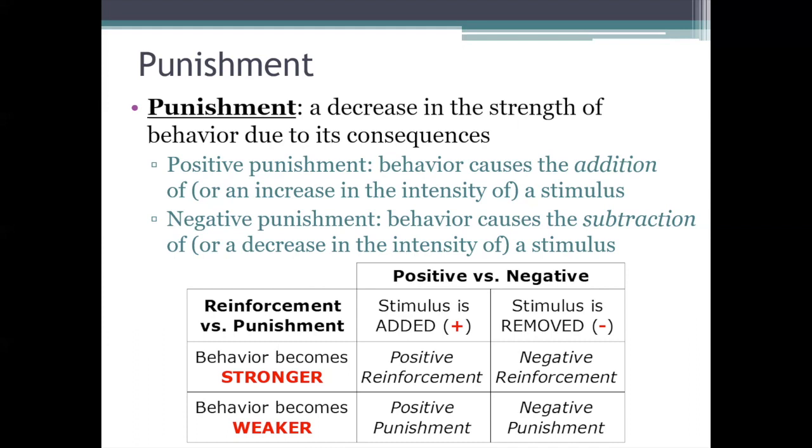So, anyway, punishment is a decrease in the strength of a behavior due to its consequences. We also make this distinction between positive punishment and negative punishment. And that stuff should be familiar because we went over it a few weeks ago, but it's a good place for us to start, I think, as far as our coverage of punishment goes. But now that we've reviewed what punishment is, let's move on and start talking about some of the factors that influence its effectiveness.